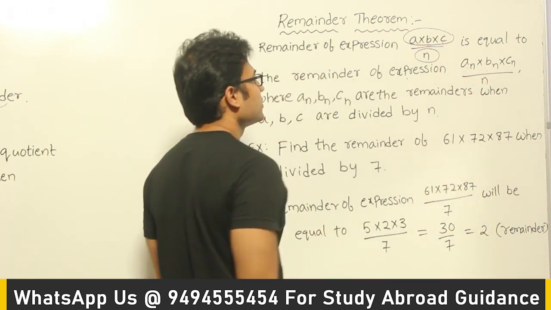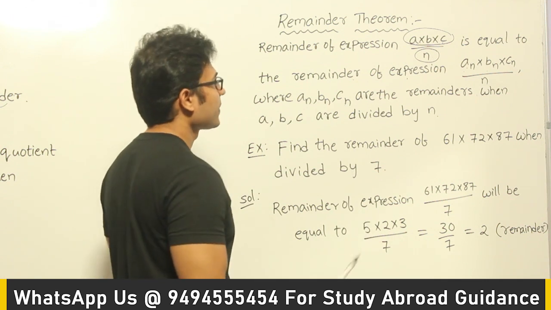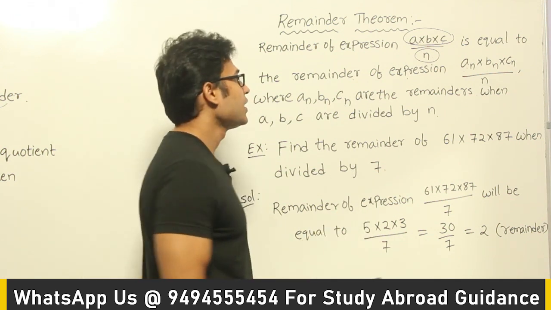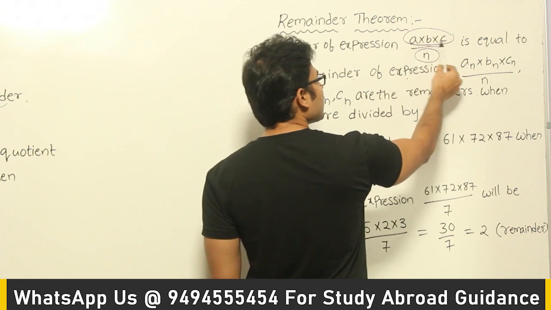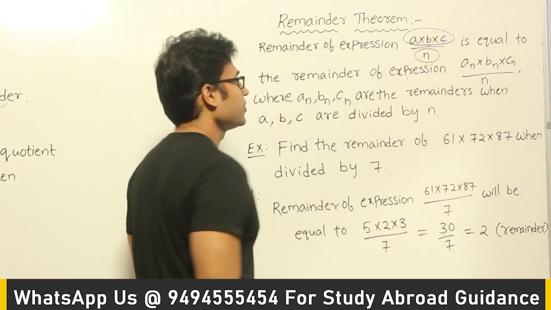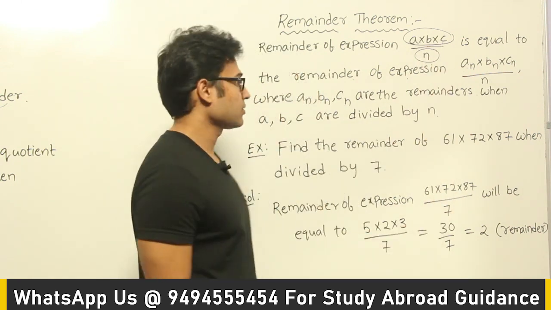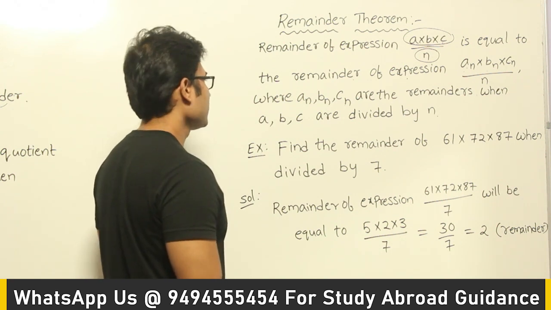It need not necessarily be just 3 numbers. Here I have taken only 3 numbers, but it could be extended even to n numbers, which means in the numerator it need not be just a into b into c, it could be any number of terms, like a, b, c, and so on. Okay, now let's see a question on this.